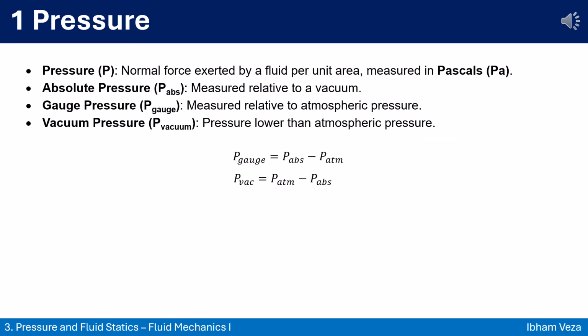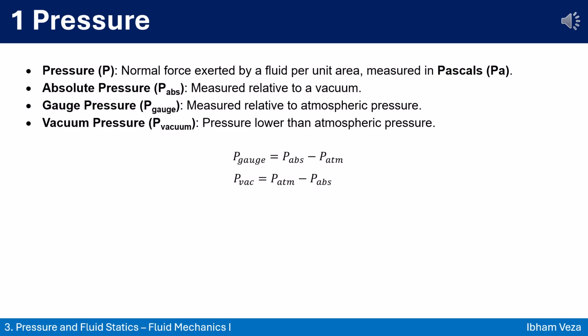Let's clear up the idea of pressure, because it's more than just a number. It's a basic principle that explains how fluids push on surfaces. Pressure is simply force divided by area, measured in pascals. But here's where engineers need precision. Absolute pressure starts from zero, like space, with no air at all. Gauge pressure starts from the atmosphere around us, so most pressure gauges you see ignore atmospheric pressure.